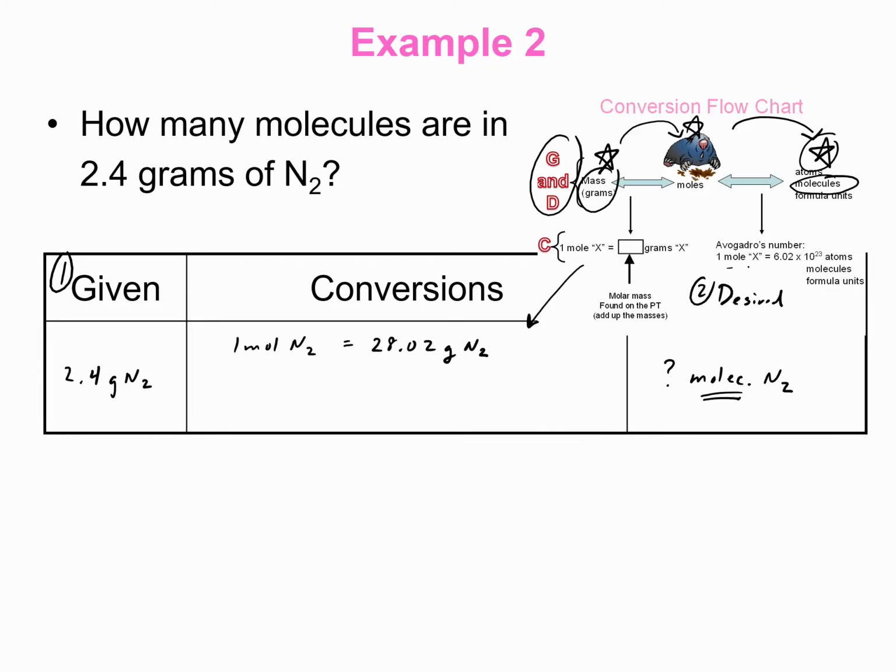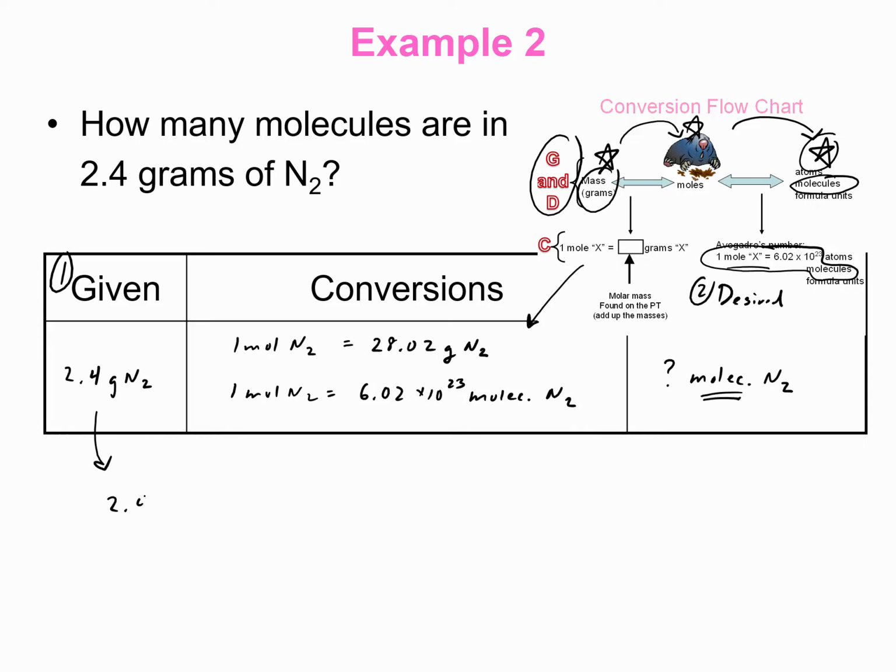Next, that takes me to the mole, and I need to go over to molecules, so I'm going to use Avogadro's number next. I'm going to copy this into my next conversion factor. So 1 mole of N2. This is similar to the first example I did when I first had the flowchart on there. 6.02 times 10 to the 23rd molecules of N2. Okay, now I'm ready to solve.